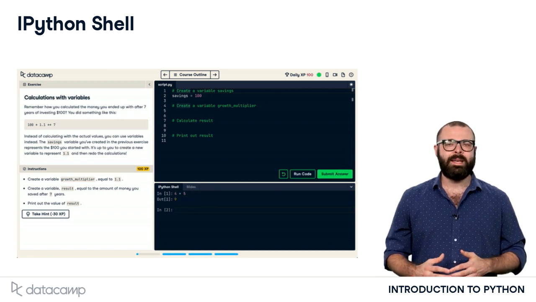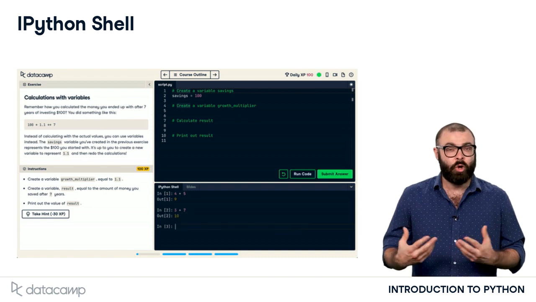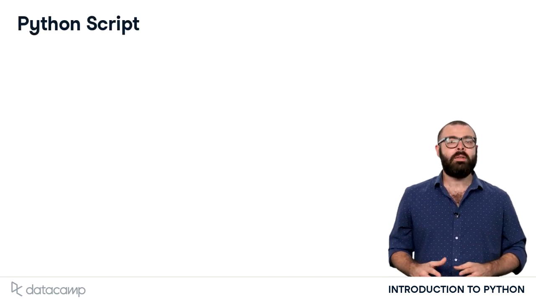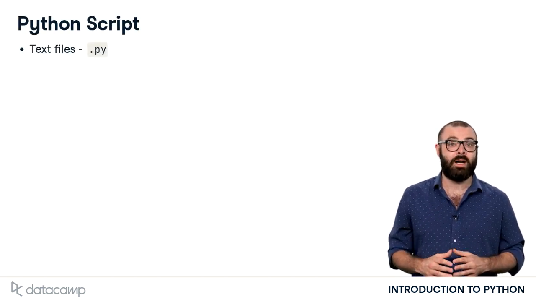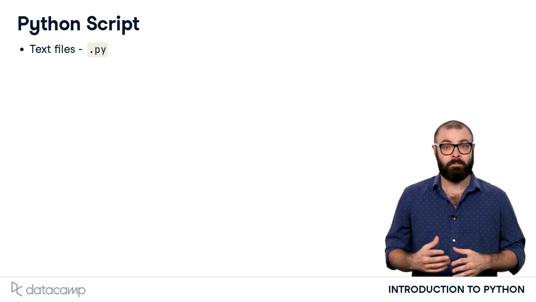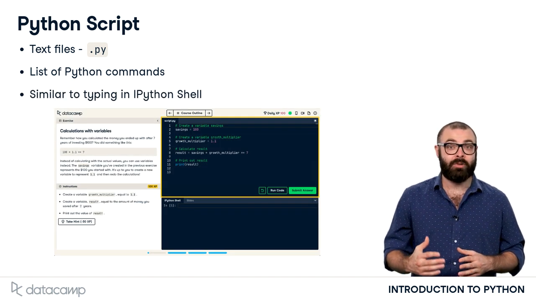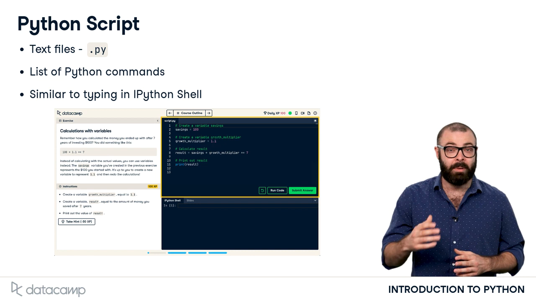Apart from interactively working with Python, you can also have Python run so-called Python scripts. These Python scripts are simply text files with the extension .py. It's basically a list of Python commands that are executed almost as if you were typing the commands in the shell yourself, line by line.